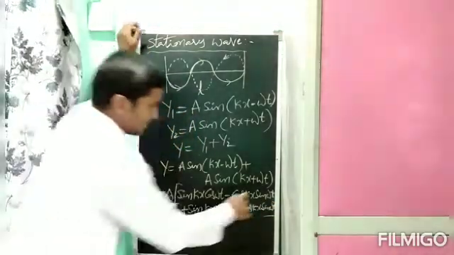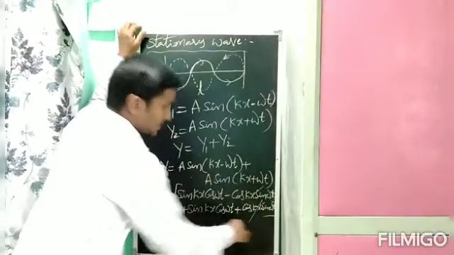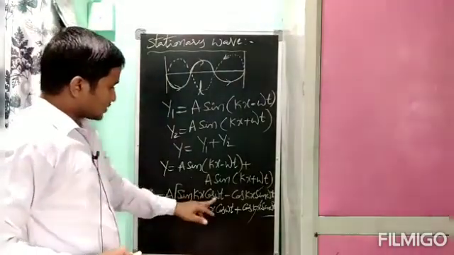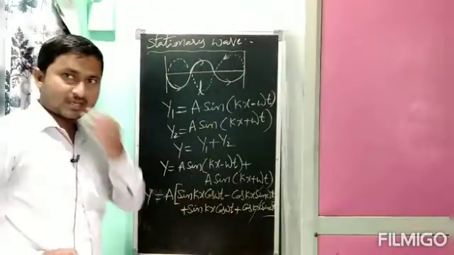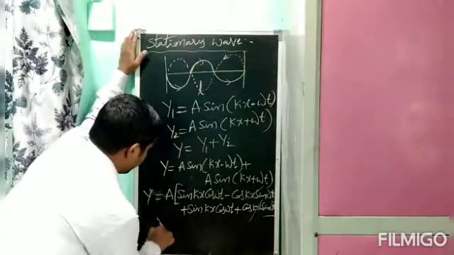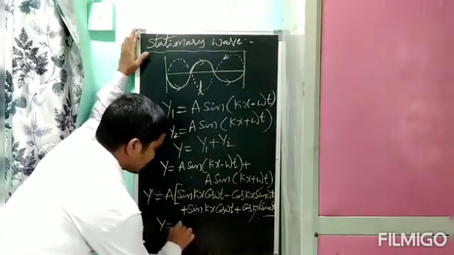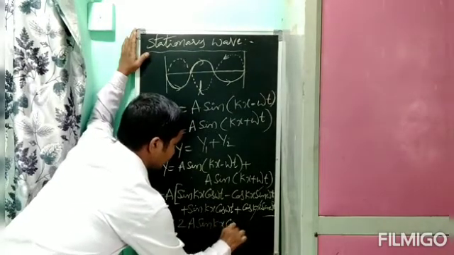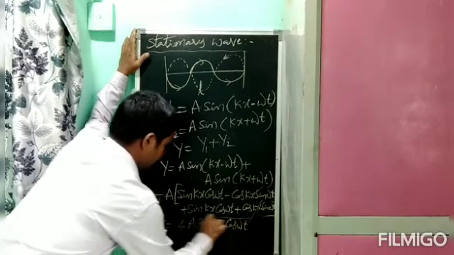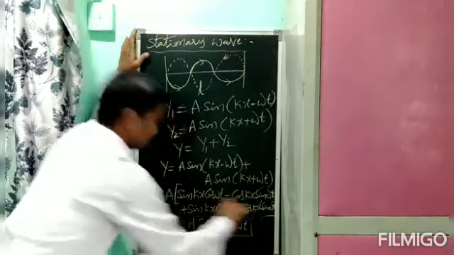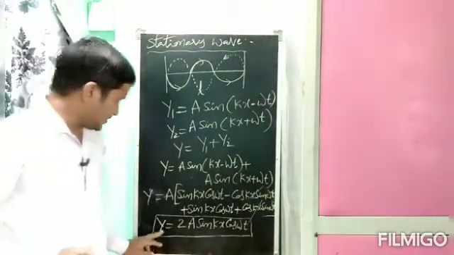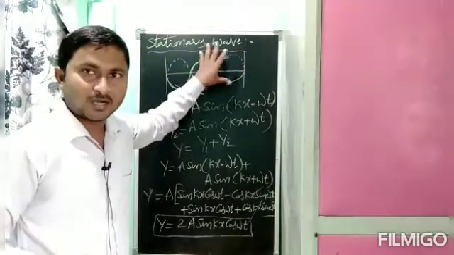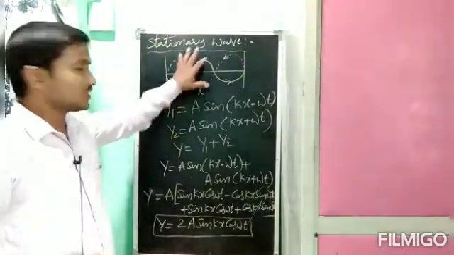Here, minus cos kx sin omega t and plus cos kx sin omega t get cancelled. Here sin kx cos omega t plus sin kx cos omega t becomes 2 sin kx cos omega t, that is, 2a sin kx cos omega t. So y equal to 2a sin kx cos omega t. This is the resultant displacement of the stationary wave.